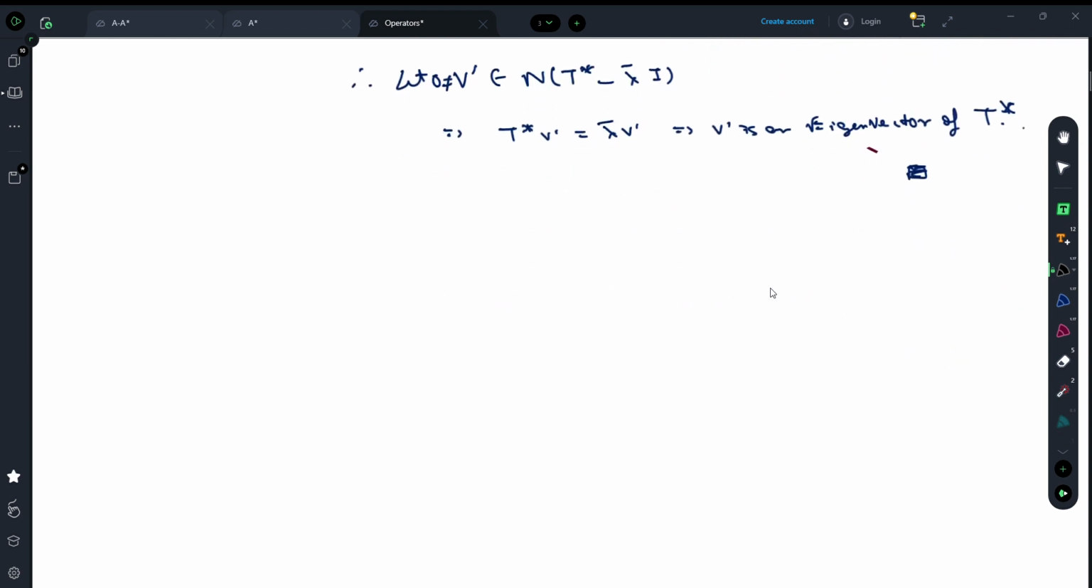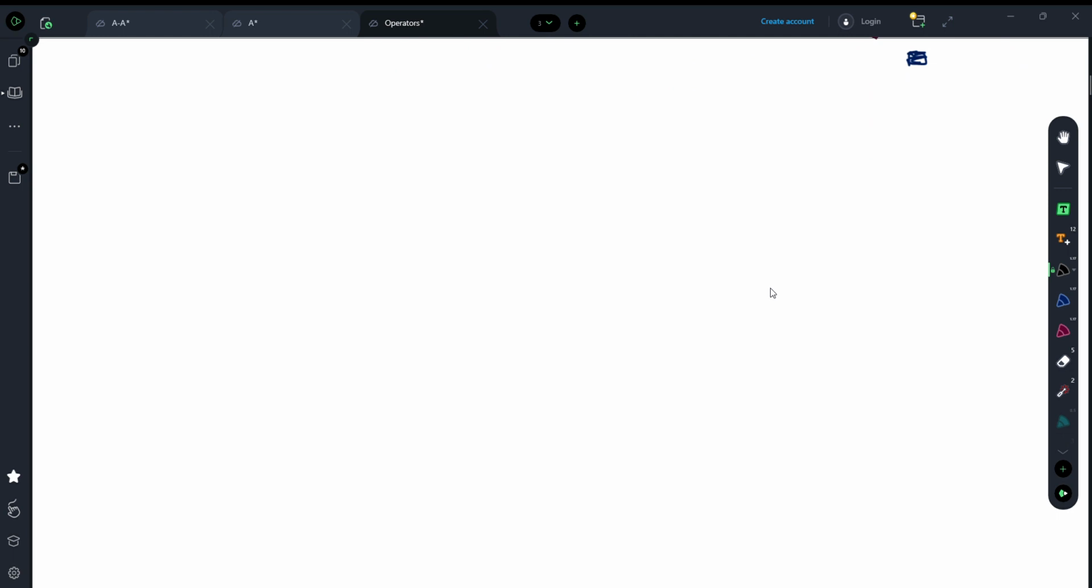This leads us to a very important theorem which we will later be using to characterize the concepts of diagonalization in terms of operators, which is Schur's theorem. So it's called Schur's theorem. Okay. What does this say?